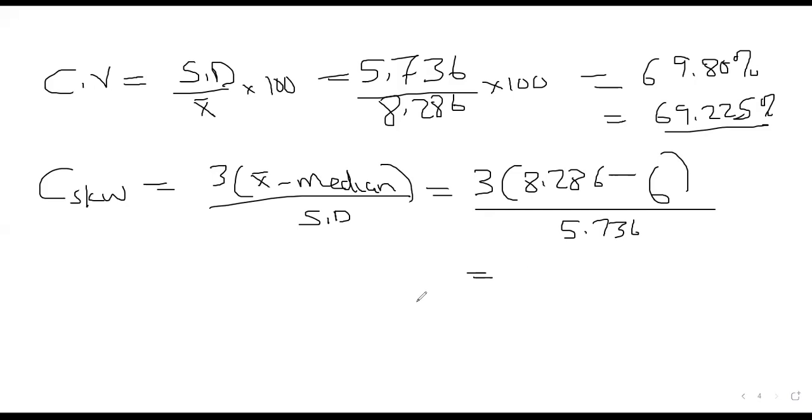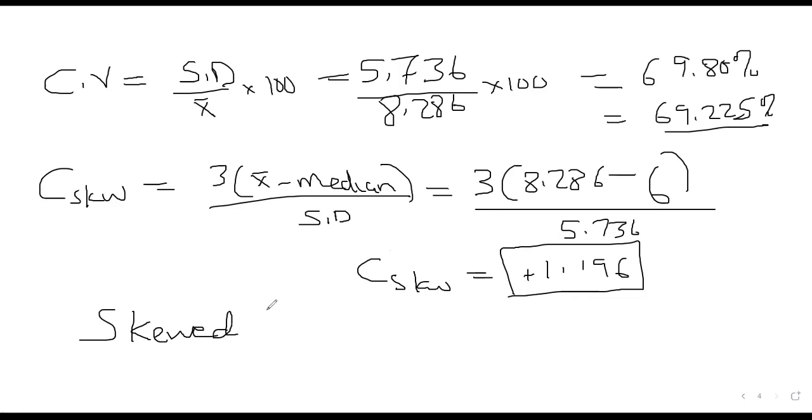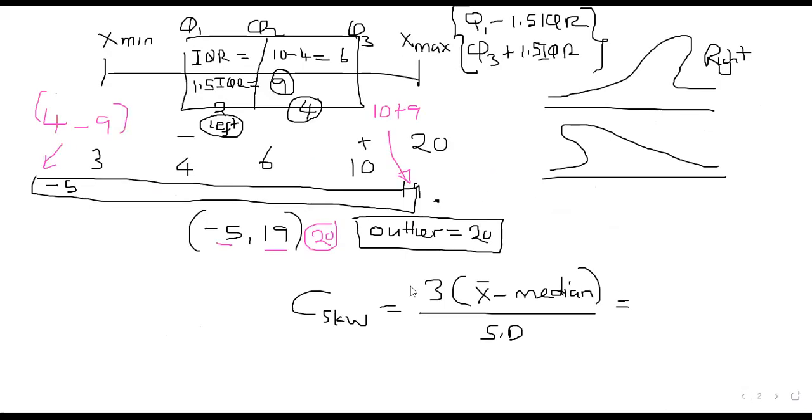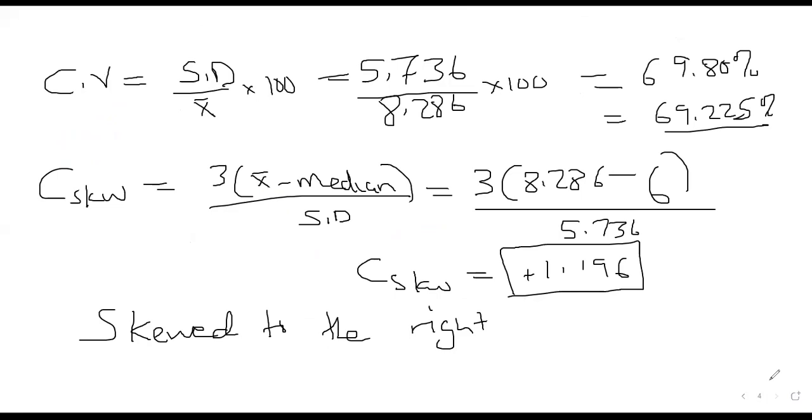So we have found 1.196. The answer is positive. So what is our comment? It's skewed to the right, which agrees with the conclusion which we made earlier on. I don't know how he taught what you're mentioning, but according to my simple study, this is how it's supposed to be. All right, so I've tried to explain on ungrouped data how to find those parameters.